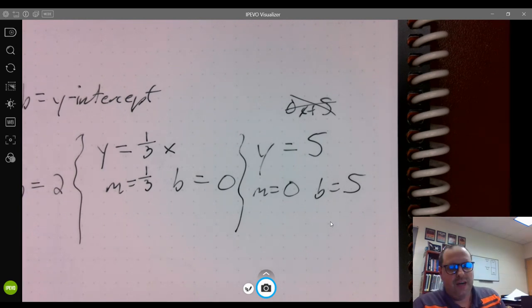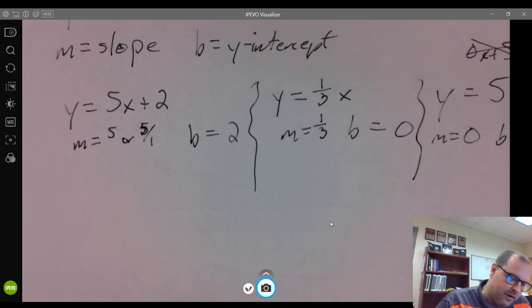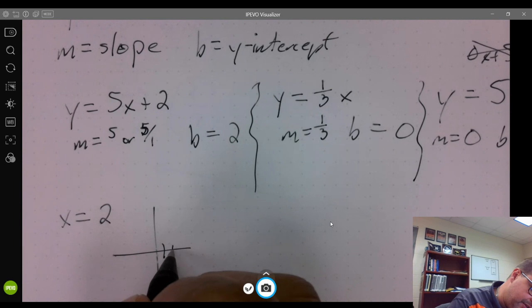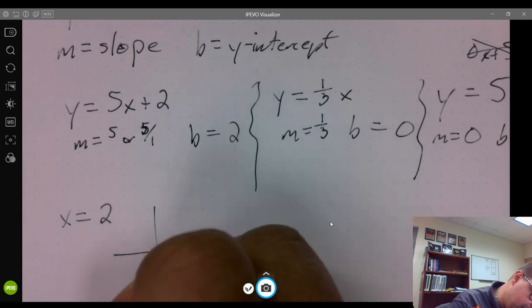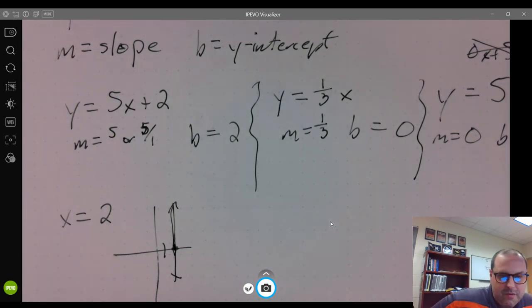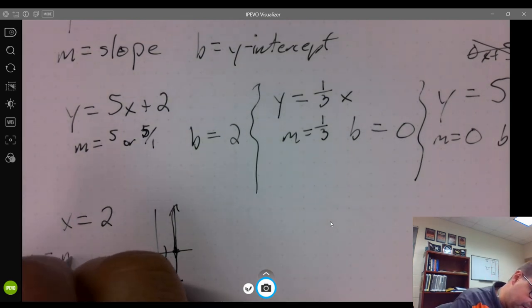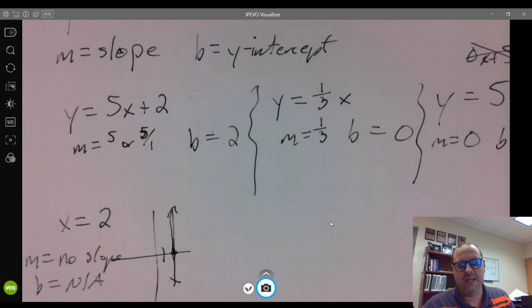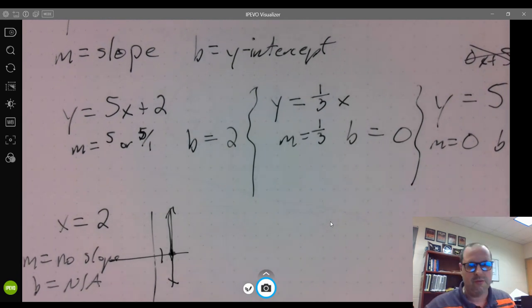Now, what if there's undefined slope? That's a rare case where we have like x equals 2. That would mean at 2 on the x-axis, you put a dot and draw a vertical line. There is no y-intercept. There is also no slope. That's why we say it's undefined slope. So here, you're going to say this has no slope, and the y-intercept is not applicable. It doesn't exist for one like that. That's really not slope-intercept form, but it gives you that other, well, what about a vertical line?